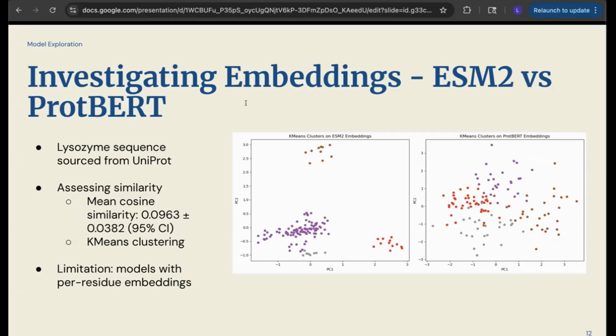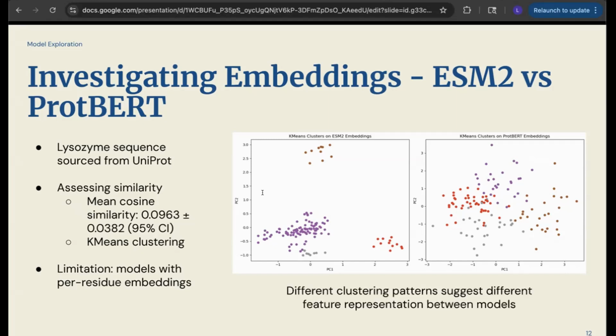And this is interesting because this means that the two models are probably capturing very different kinds of features based off the same protein, the same amino acid sequence. So their internal representations don't align much for this protein, which is a good sign that they're complementary, but not the same. And then I performed k-means clustering.